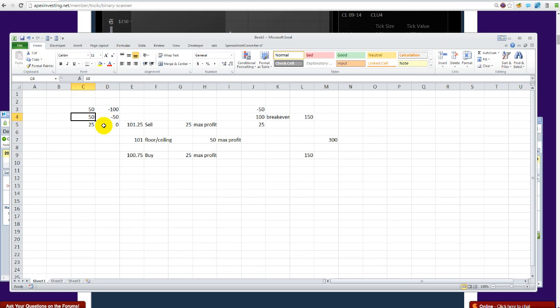If it goes up 50 pips, then I'll be up 25 on my bought one and down 25 on my sold one. I'll be break even. That's the 50 pip up move. If it goes up 75 pips, then I'll be up 25 pips on the bought one. So this is a 25 pip move, a 50 pip move, a 75 pip move. And then I'll be down 50 pips on the one I sold. So I'll be down $25.